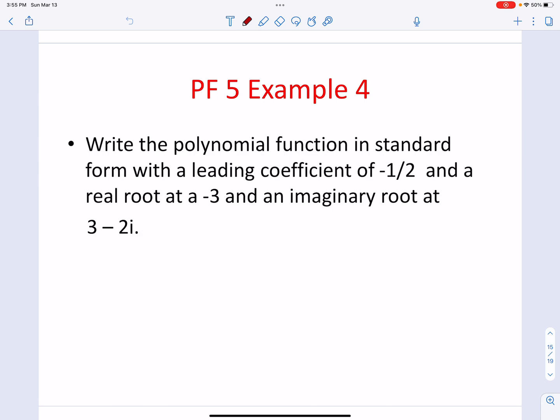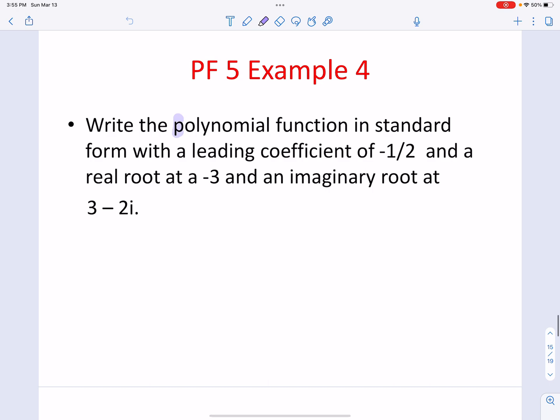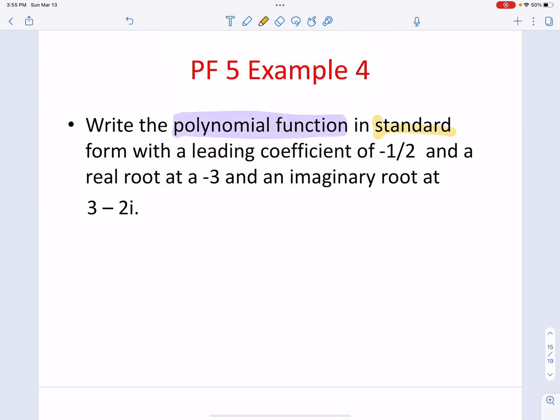I want you to write a polynomial function. If it's a polynomial function, that means it cannot have any i's in it. It has to have positive integer exponents and real coefficients. It has a leading coefficient, and I want it in standard form, so I'm going to have to multiply it out.